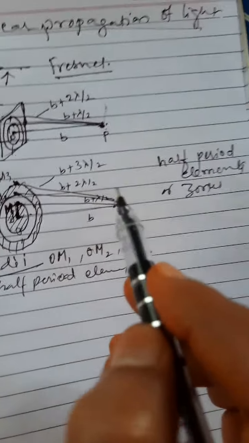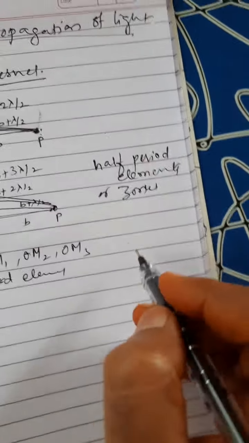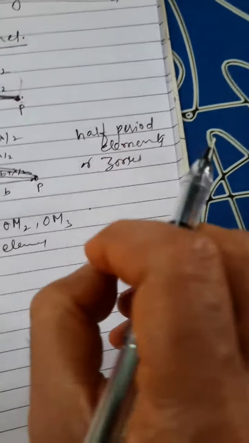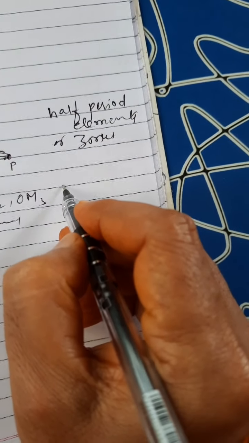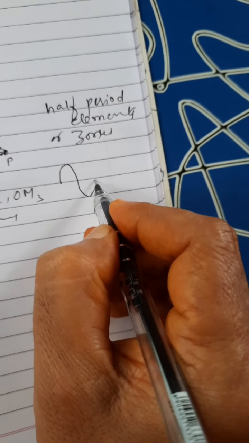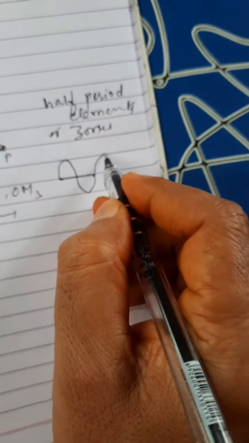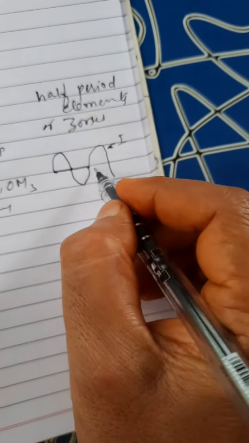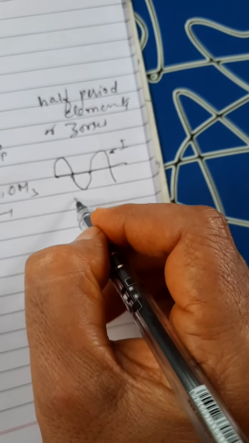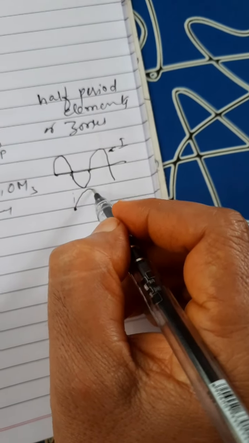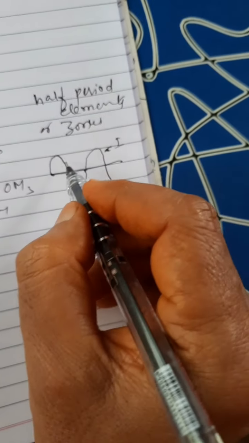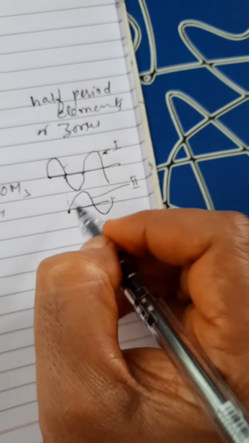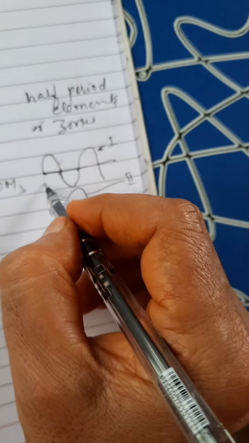To do this, there are two things you should remember: diffraction or interference are due to the superposition of waves. See this, if this is the first wave, and another wave starts from this, identical but another wave, I will call this the second wave, but the second wave starts after a gap. What is the gap between these two?